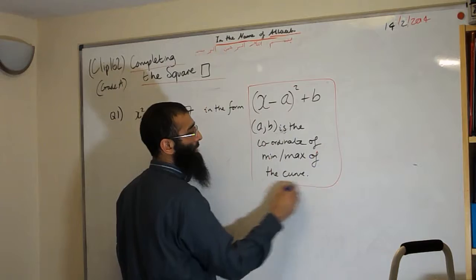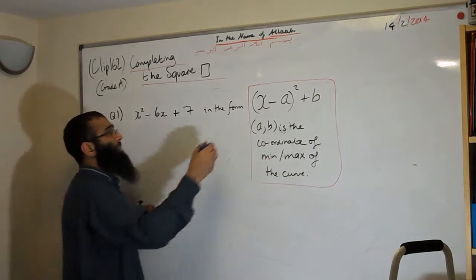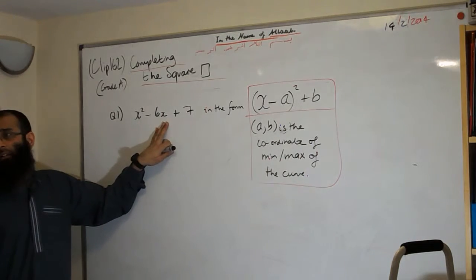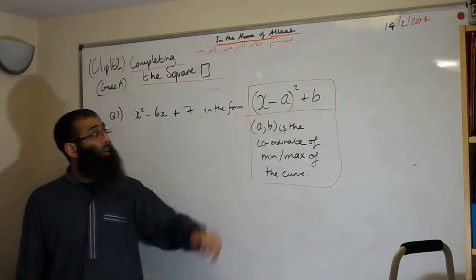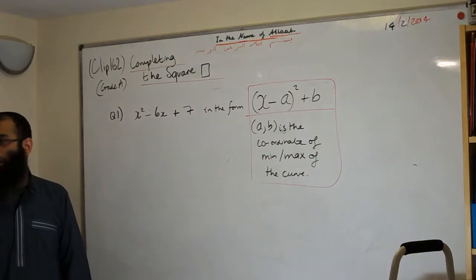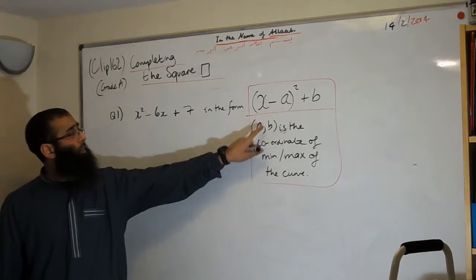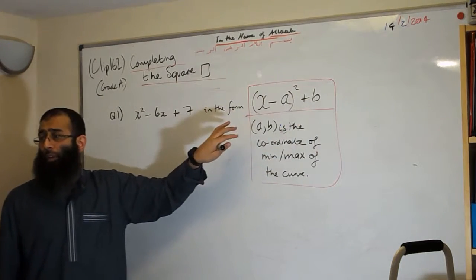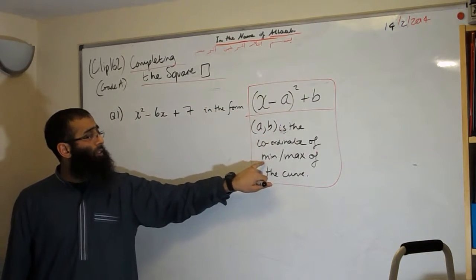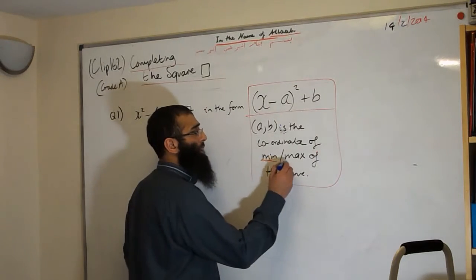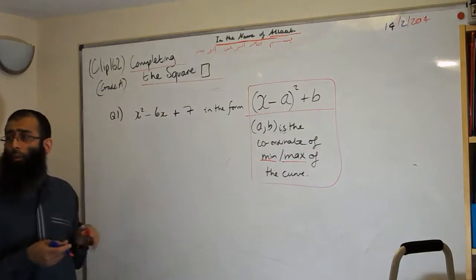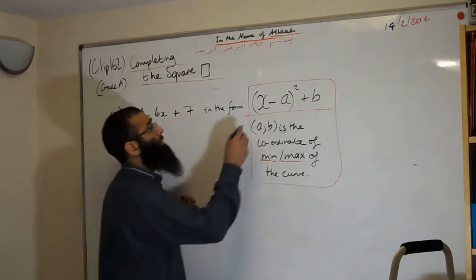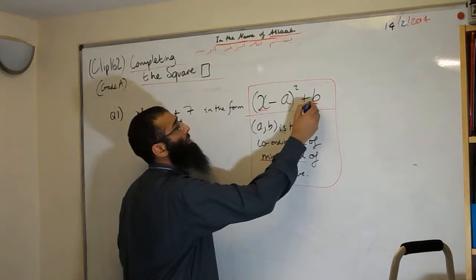Put a red box around this. This is the examination style question. So we need to express this quadratic function in the form x minus a, squared, plus b. In this particular form, the a and b values give us the coordinates of the minimum or maximum of the curve that we're looking at. That's the significance of those two values.